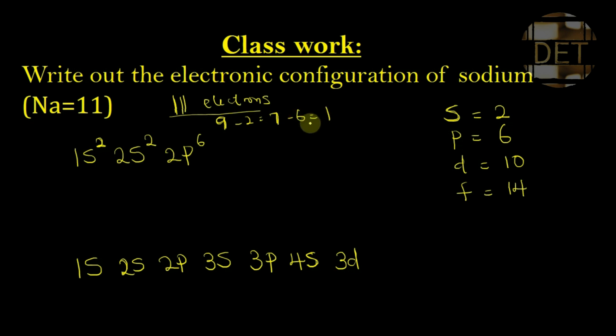So I'm now left with 1 electron. Then 3s1. So 2 plus 2 is 4, 4 plus 6 is 10, and 10 plus 1 is 11. So this is the electronic configuration of sodium.